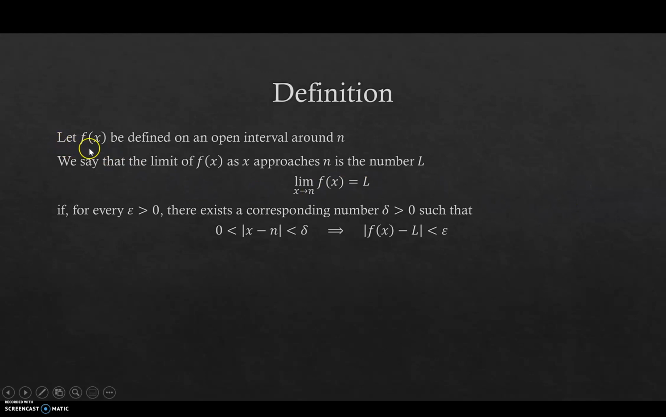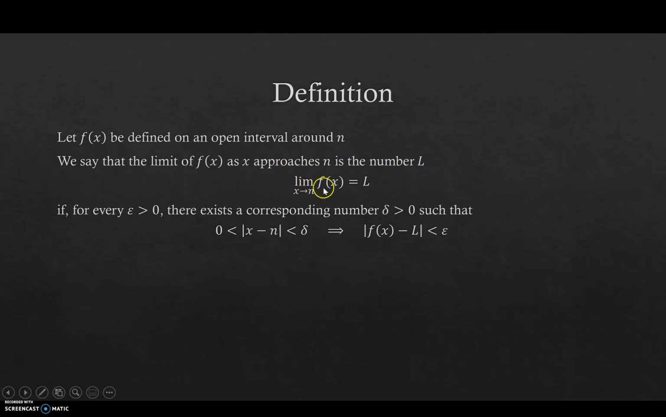So, let our function f of x be defined on an open interval around n. Now, it doesn't have to be defined at that specific number, so we could have an open dot, a hole, an asymptote. We could have whatever we want here at n. It just needs to be around n on both sides. So we say that the limit of f of x as x approaches n is the number L, written just the same way we've written it.